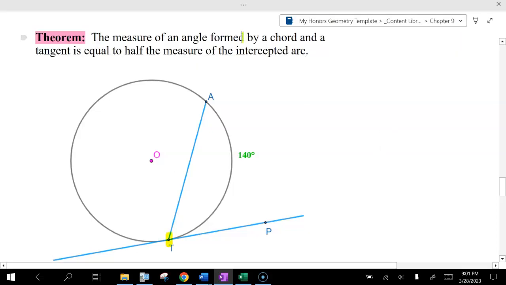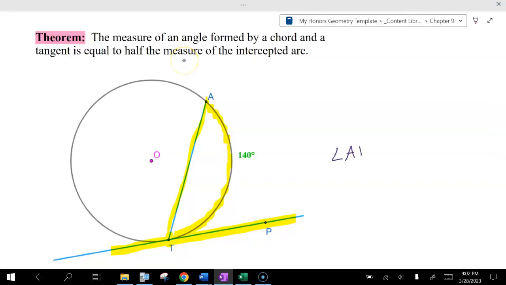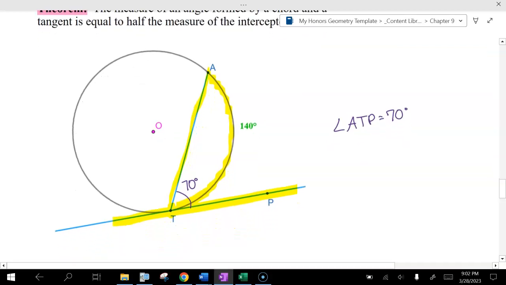You see here that our vertex of this angle is on the circle itself, but this angle is formed by a chord that I just highlighted and a tangent. But this angle is still equal to half of the intercepted arc. So if we look at this angle ATP, angle ATP is just going to be half of that intercepted arc. So angle ATP is just going to be 70 degrees. I wrote over here ATR, it's actually ATP, and that's going to be 70 degrees.